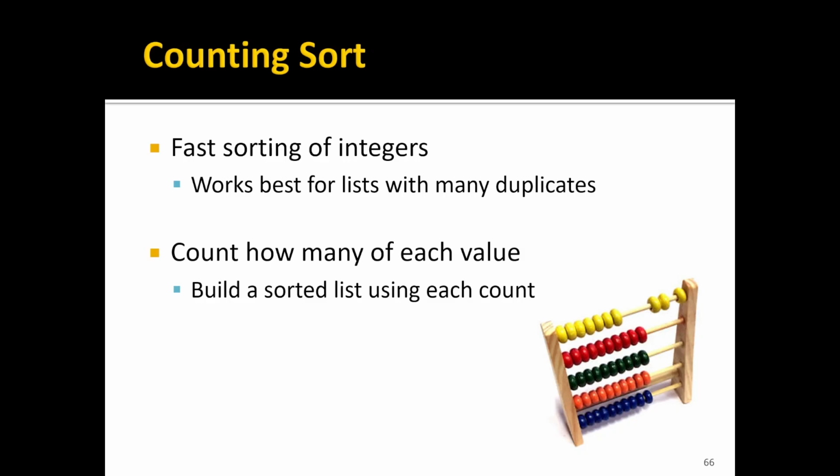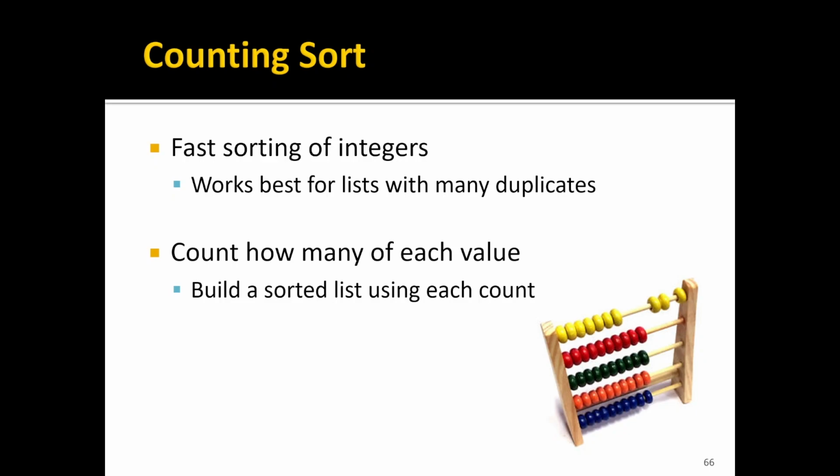I'd like to cover just one other sorting algorithm in this chapter. That's known as the counting sort, or sometimes the bucket sort. This is a sorting algorithm that's incredibly fast, but it works only for integers. It's best for lists that have many duplicates in a small range of integers.